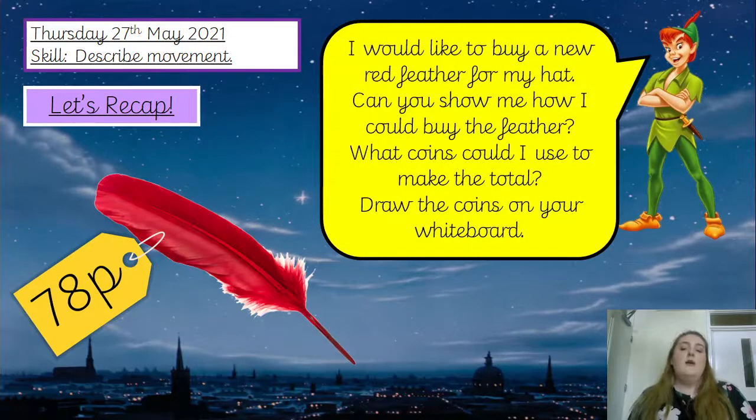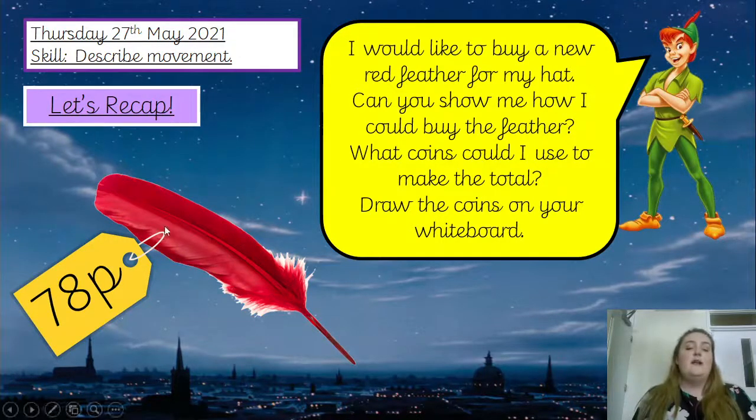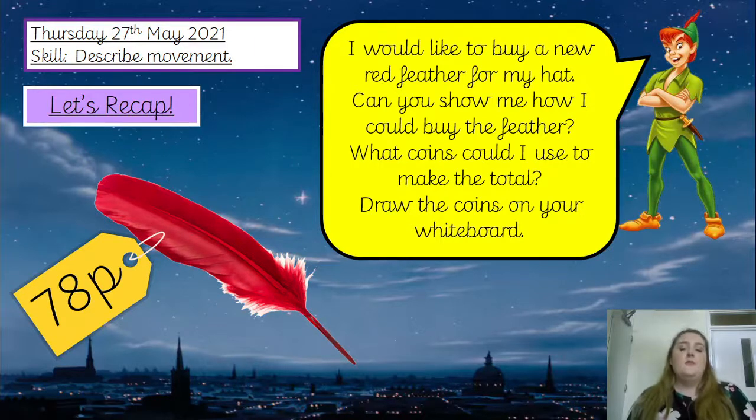I would like to buy a new red feather for my hat. So here is the red feather that Peter Pan wants to buy, and we can see that the total is 78p. Can you show me how I could buy the feather? What coins could I use to make the total? What different combination of coins could I use to make 78p?